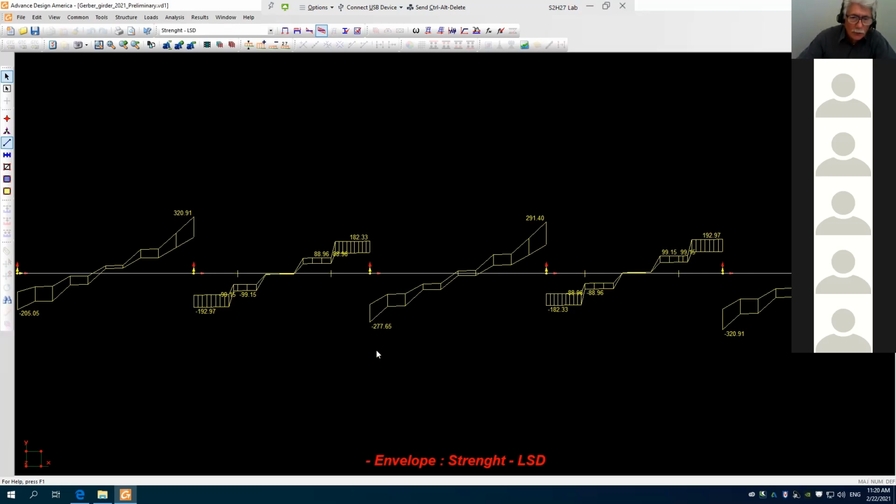Okay, I appreciate what you're saying. So ADA will change the position of the shear based on which member you're loading it to. Interesting, right? Yeah, that's interesting. Thanks for pointing that out. All right, thank you. Okay, I'll stop sharing.